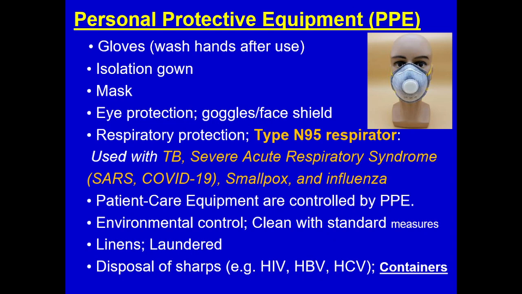هذا هو الماسك اللي عادة اسمه N95. Okay? وفي different versions منه. Okay? Very protective. Very good. Okay? N95 respirator is used to protect against TB, severe acute respiratory syndrome, SARS, and COVID-19 again, smallpox, influenza, etc.